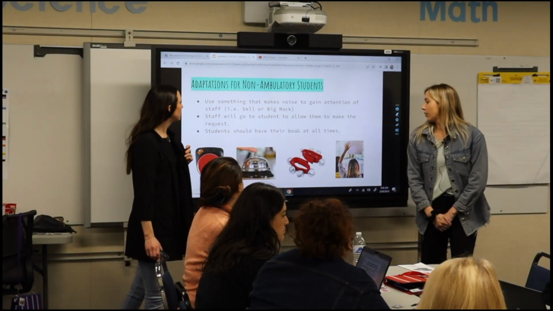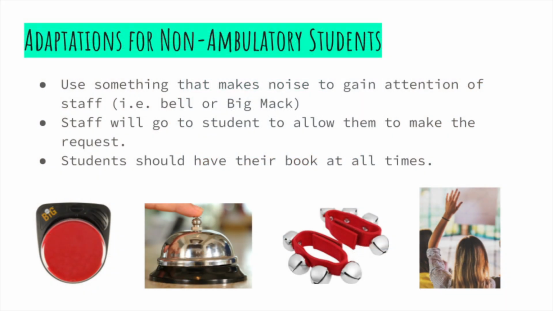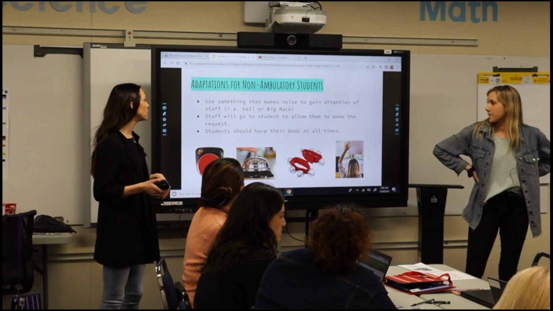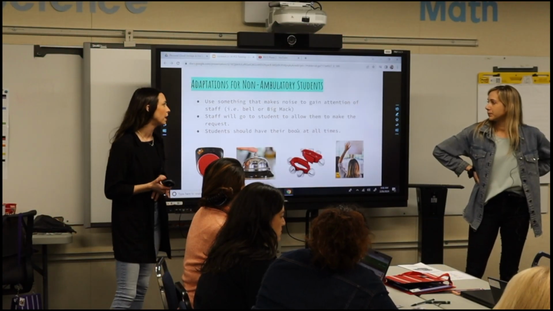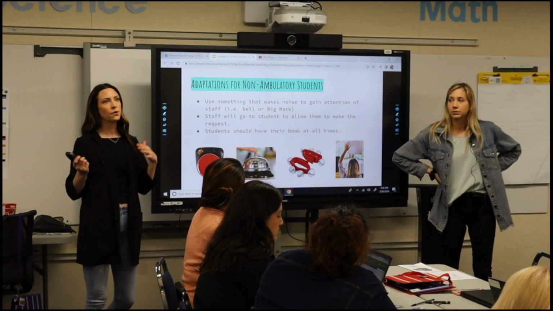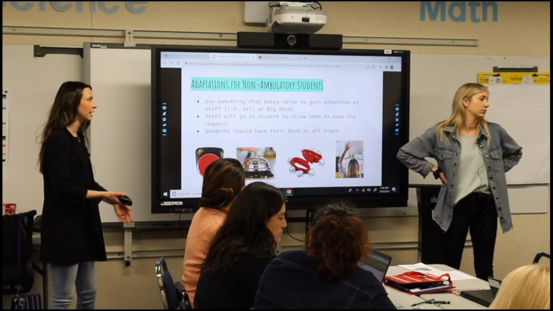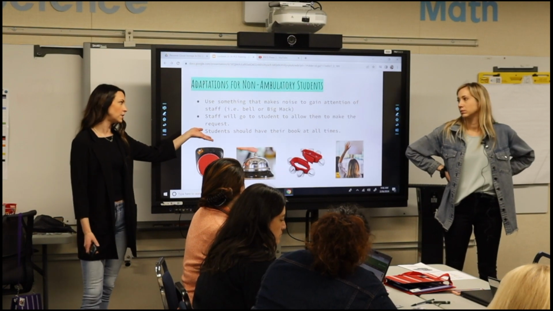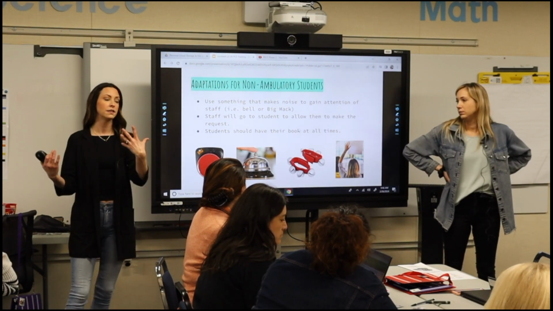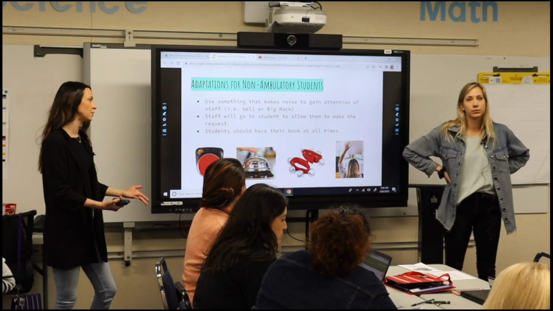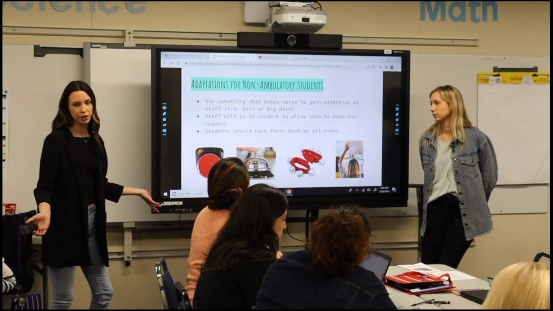So again, we can have adaptations for non-ambulatory students. We can use things that make noise to gain the attention of the staff. They can use a bell. They can use the Big Mac button. The staff will go to the student to allow them to make their request, and students should have their book at all times. Again, obviously there's gray areas of prompting and giving the book and giving the icon. Of course, students who cannot get to it themselves, if they ring a bell, they need something. You're going to them, they're prompting to you. Hi, I need water. Here's the icon.